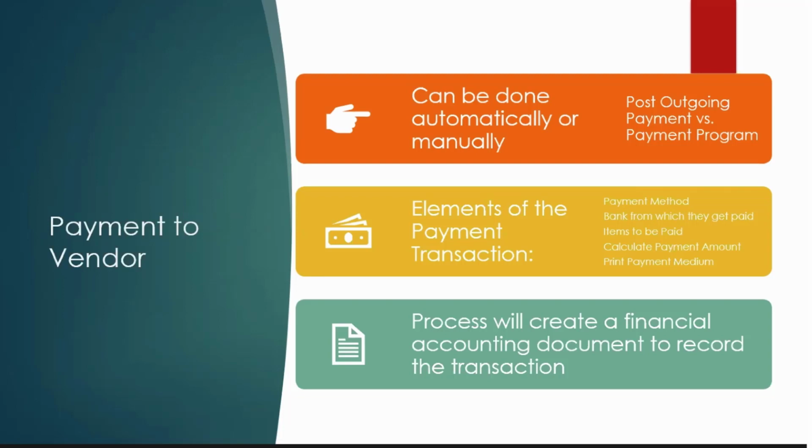Then calculate the payment amount. Since you have to calculate the payment amount of the invoices, what you have to transfer, and so on, you can print the payment. You can print it manually on paper or in electronic format. The process will create a financial accounting document to record the transactions. The payment will automatically create an electronic document, and this electronic document is used to update the accountings.